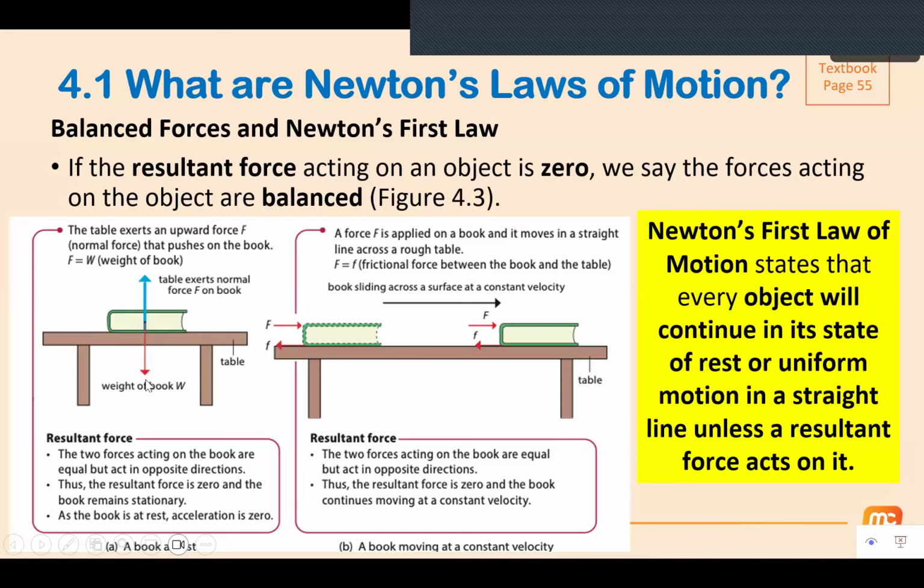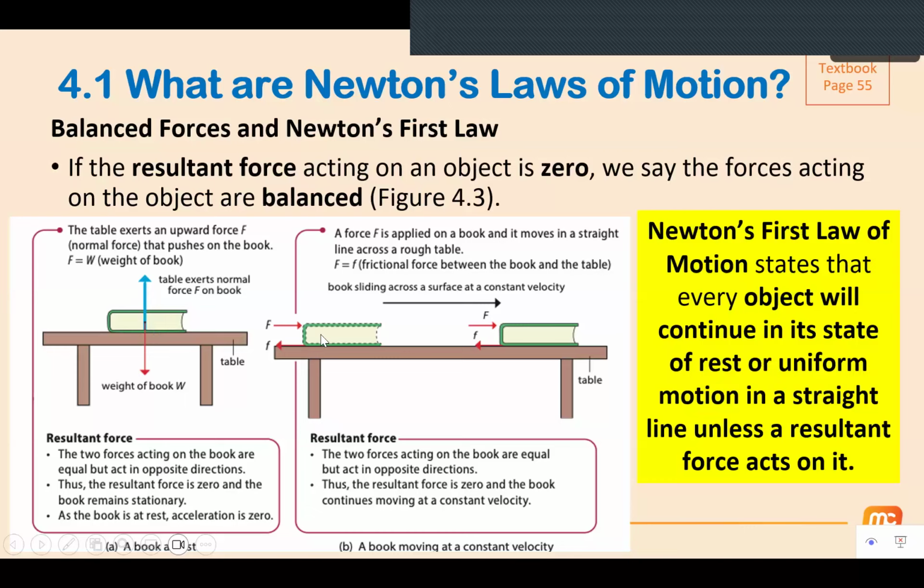So there is a weight downwards, and since the book is in contact with the table, there is a contact force exerted by the table on the book. This contact force is exerted upwards and is equal in magnitude to the weight. So the two forces acting on the book are equal in magnitude, but in opposite directions. So there is actually no net force acting on this book at all. This book will remain at rest because its original motion is already at rest.